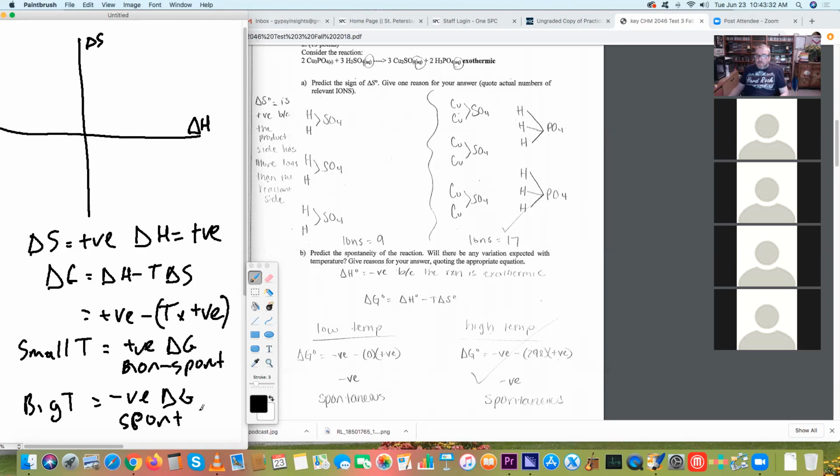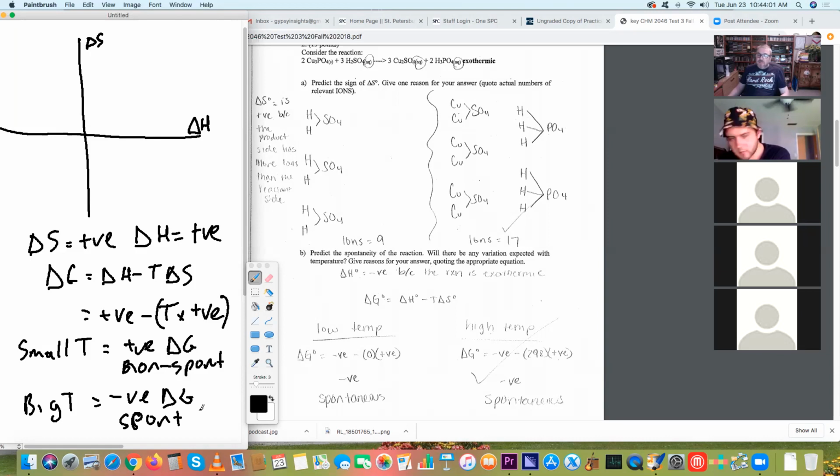So what you wrote for the small T underneath delta G, what does that say? Oh, no, it's positive. Positive. Right. That's all it means. But underneath that, non-spontaneous. Oh, non-spontaneous. Yeah. And if it's a big temperature, it's going to be negative delta G, and it's going to be a spontaneous process.